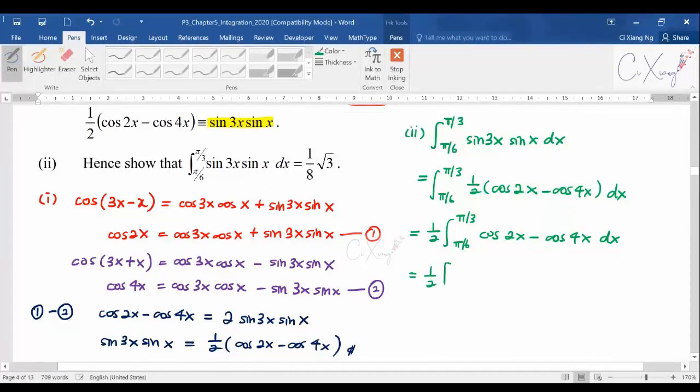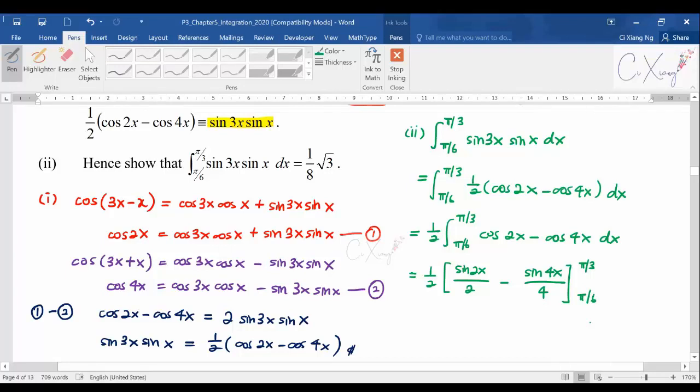How to integrate cos 2x? Integrating cos 2x, you get sin 2x divided by 2. How to do the integration in detail, I'm not going to show here, so please look at the previous video for chapter 3 on basic integration. Then integrating cos 4x, you have sin 4x divided by 4. And you need to substitute the values pi over 3 and pi over 6.